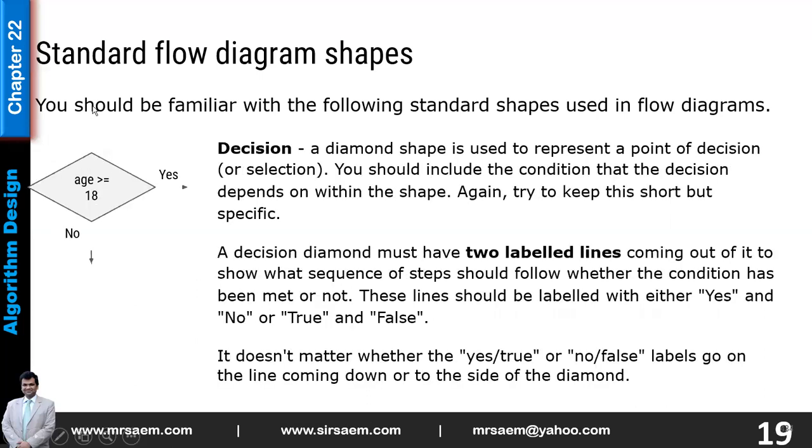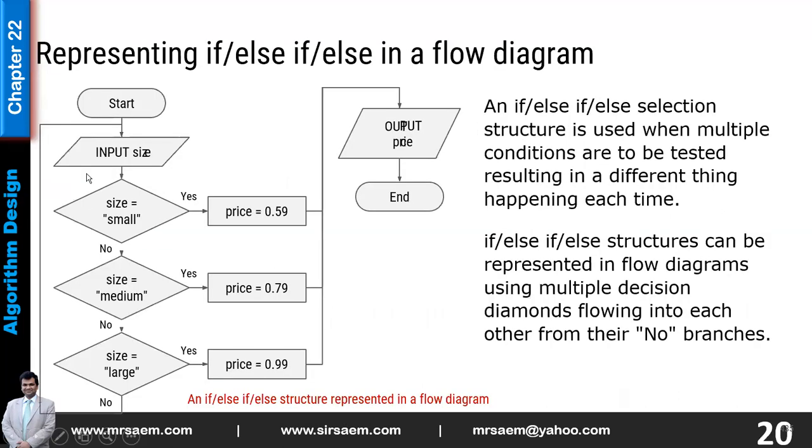Decision. Whenever you have to make a decision that it should go this way or that way, we'll be using this shape, a kite. Okay. So representing the if-else statement is the best example to explain your decision. So over here you can see what we've done is we said start, input size. Size equals to small, yes or no. Yes, price is this much. Size medium, yes, this much. Okay, so you can save the null statement. Okay, otherwise at the end we can say is output the price.